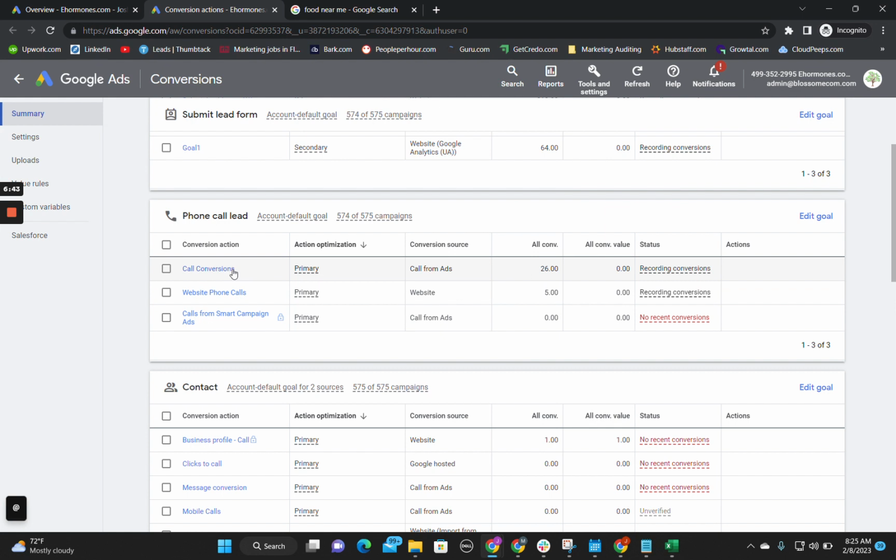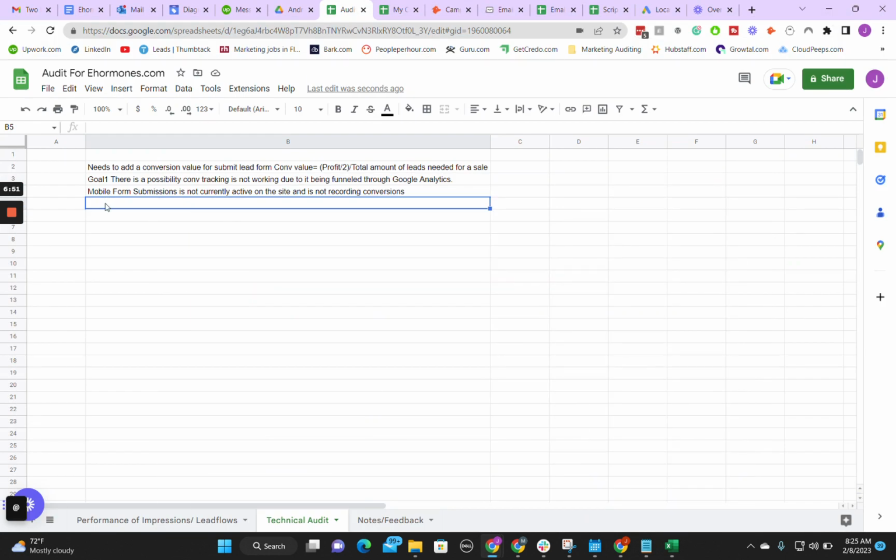Long story short, what we're going to make a note of here is that it needs a conversion value, and that there might be overlap between here. So the phone call conversions need a conversion value, and there might be an overlap of conversions between the ad and the website.